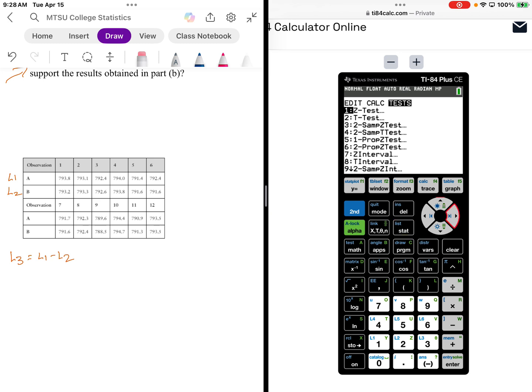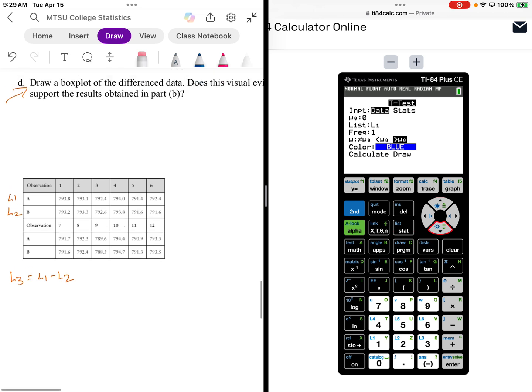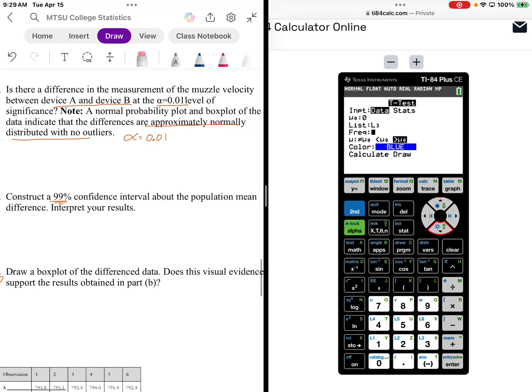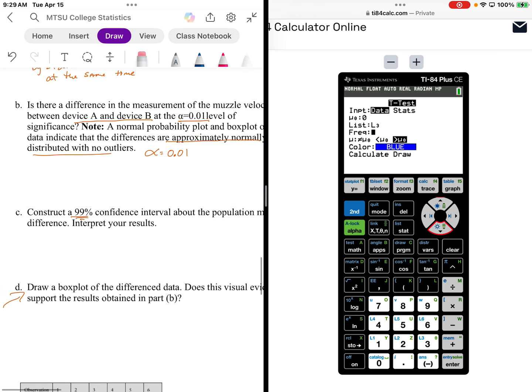So I go over to test, down to t-test. Again, we typed in numbers, so I'm going to go back to data. We're going to say in the null hypothesis that there's no difference, so we're going to leave that alone. My data is in L3, so I'm going to change that to L3. And now we didn't write our hypotheses here, so my null, of course, is that it was equal to 0. So mu A minus mu B equals 0.